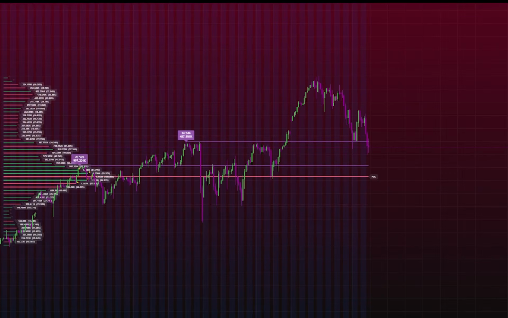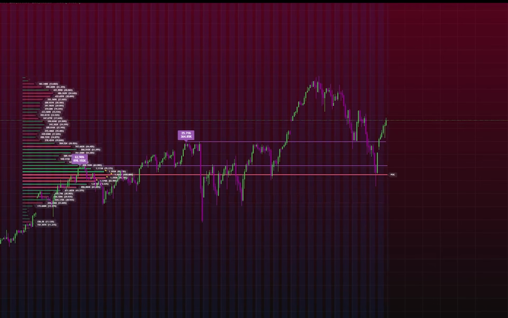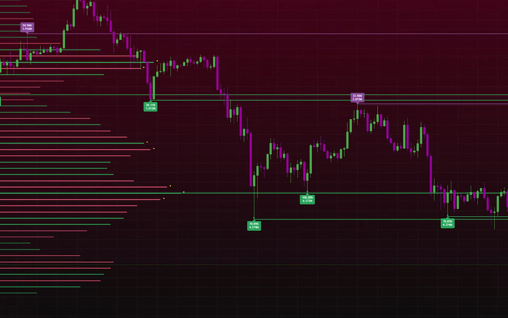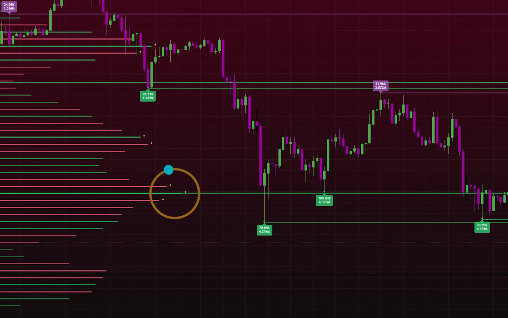Here, for example, we see a thick green bar in our profile where buyers stacked massive volume. When price comes back to this level, watch what happens. It bounces perfectly, acting as strong support. This is because institutional money already committed there. They're defending this level.